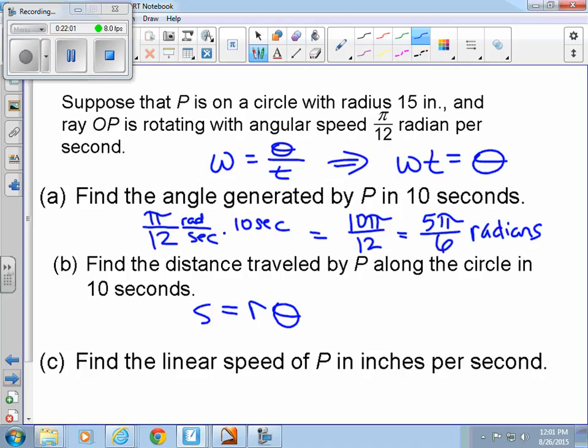Is that formula on today's notes? No. Where would you find that formula? Friday's notes. So r times theta is the arc length, which is distance. Do I know r? Yes. Do I know theta?